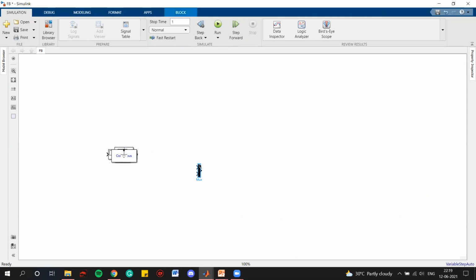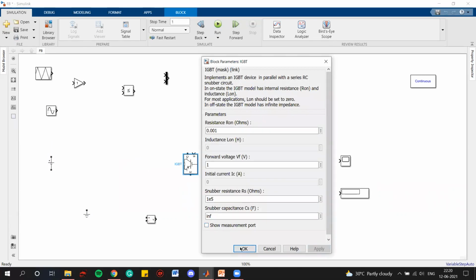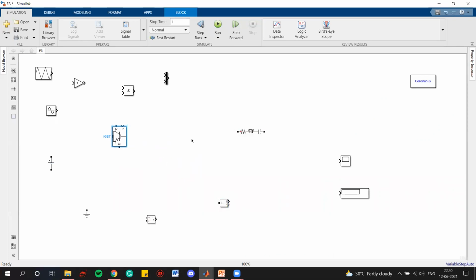So let's start. The basic diagram of the inverter will remain the same. You don't have to do anything on that. This has the IGBTs, current measurement, voltage measurement, and DC source. So just copy these IGBTs and put them in position.